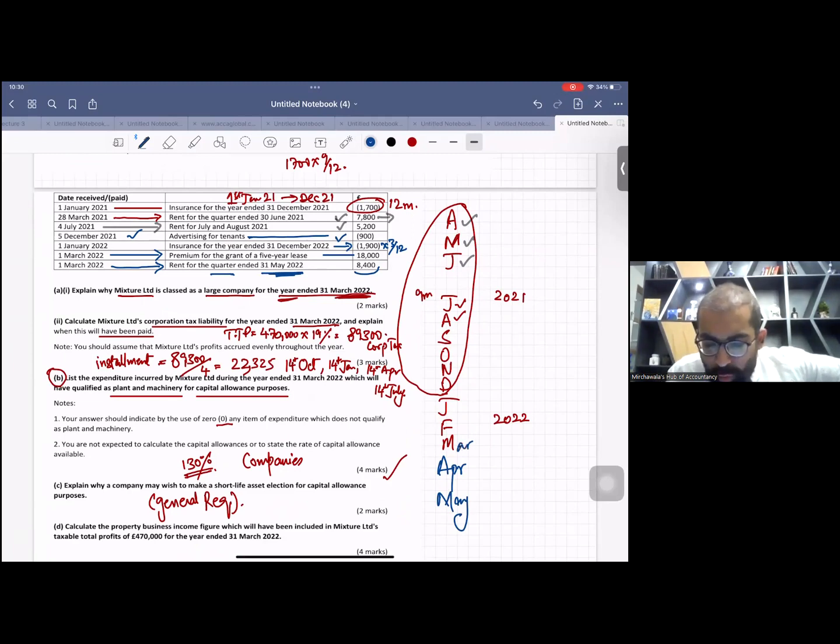But can you tell me, our accounting period is ending on March. So only 1 month out of these 3 is relevant for us. So we'll do 8,400 multiplied by 1/3. We'll include 8,400 multiplied by 1/3 here. Why? Because it's not cash basis. For companies, it is accrual basis.